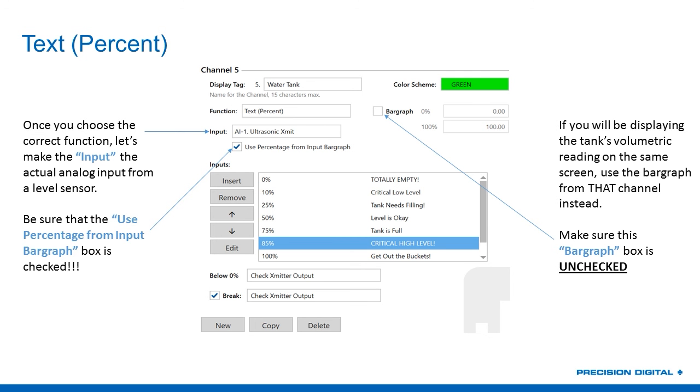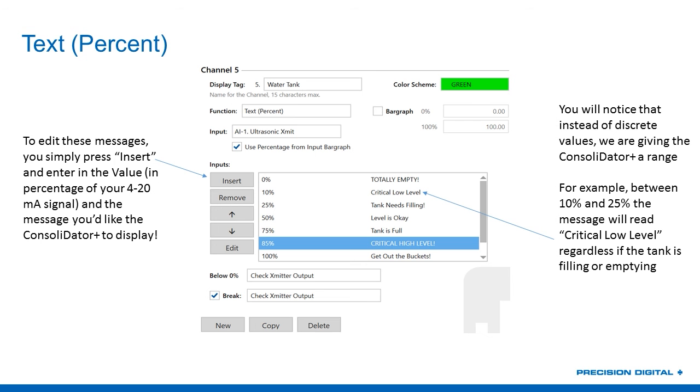Someone asked how many characters possible in text percent message. So, well, I have to count them. So 1, 2, 3, 4, 5, 7, 15. You have 15 characters on the messages. And so we can also edit them as we go. So if you wanted to change one of these settings, you can always edit these percentages and messages at any time.